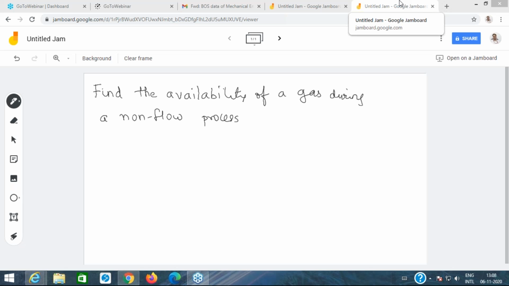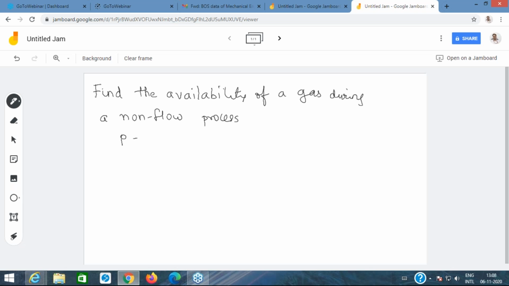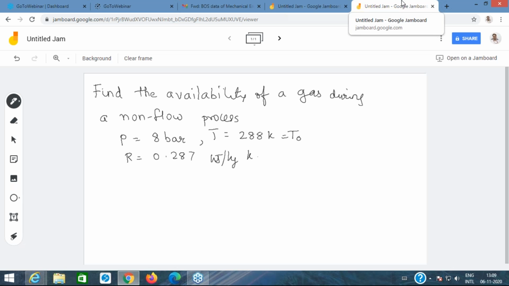The question: find the availability of a gas during a non-flow process when the system is at a pressure of 8 bar and the temperature is equal to the dead state temperature, which is given to be 288 K. The temperature is the same, and you are given that R is equal to 0.287 kilojoules per kg Kelvin.